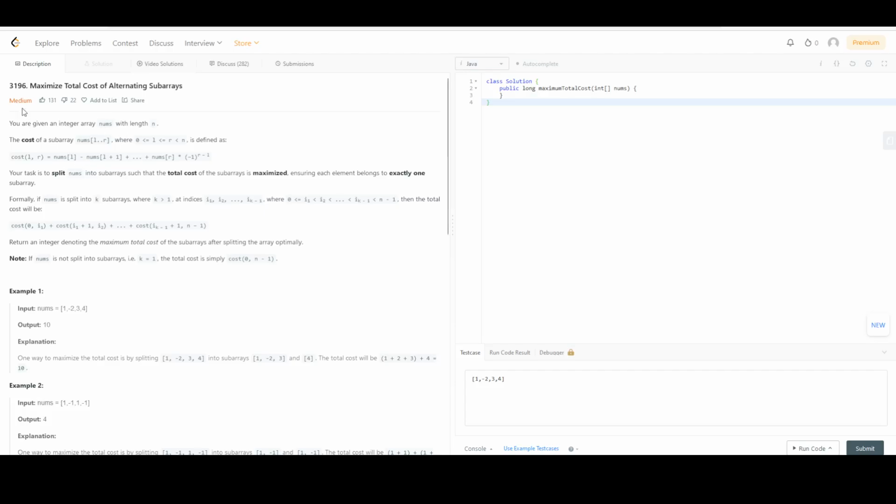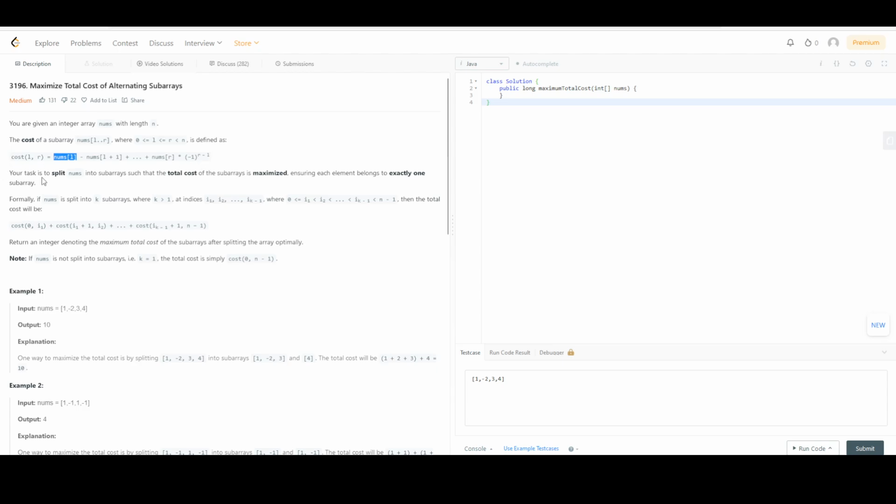Hey guys, today we are going to solve this problem statement: maximize total cost of alternating subarrays. You are given the array nums with length n. The cost of a subarray is defined as nums[l] - nums[l+1] and so on, so alternately plus and minus is happening.